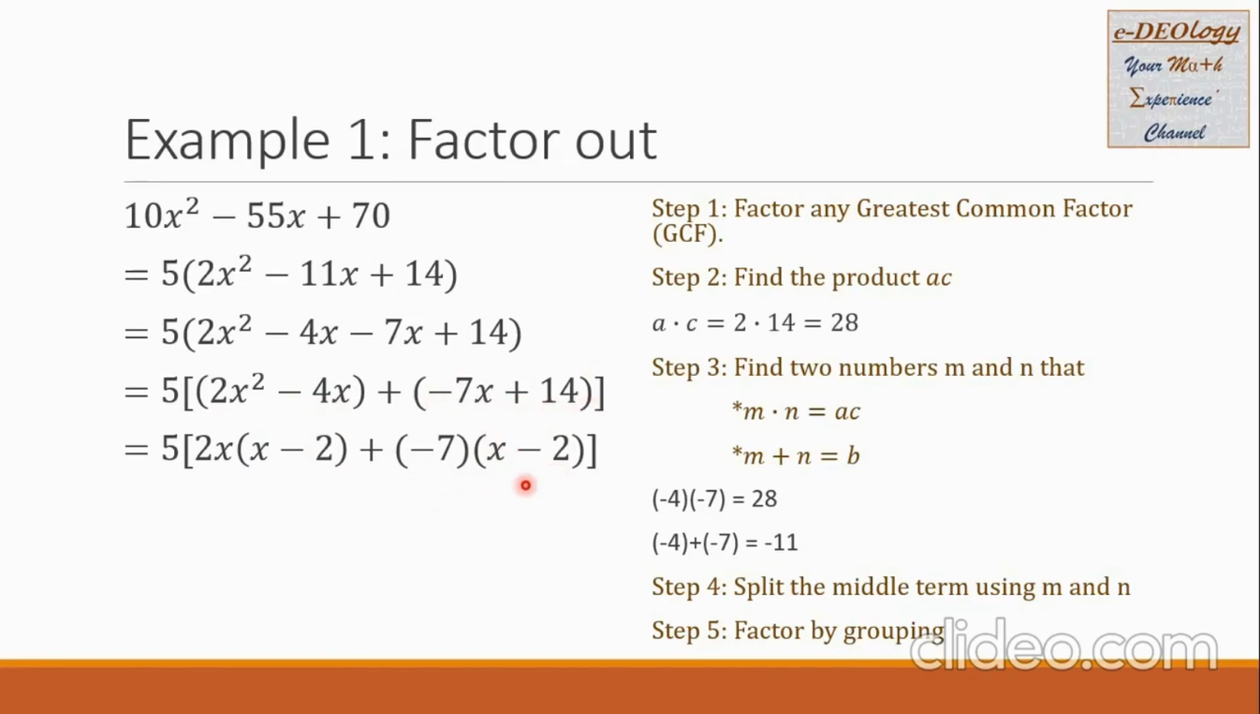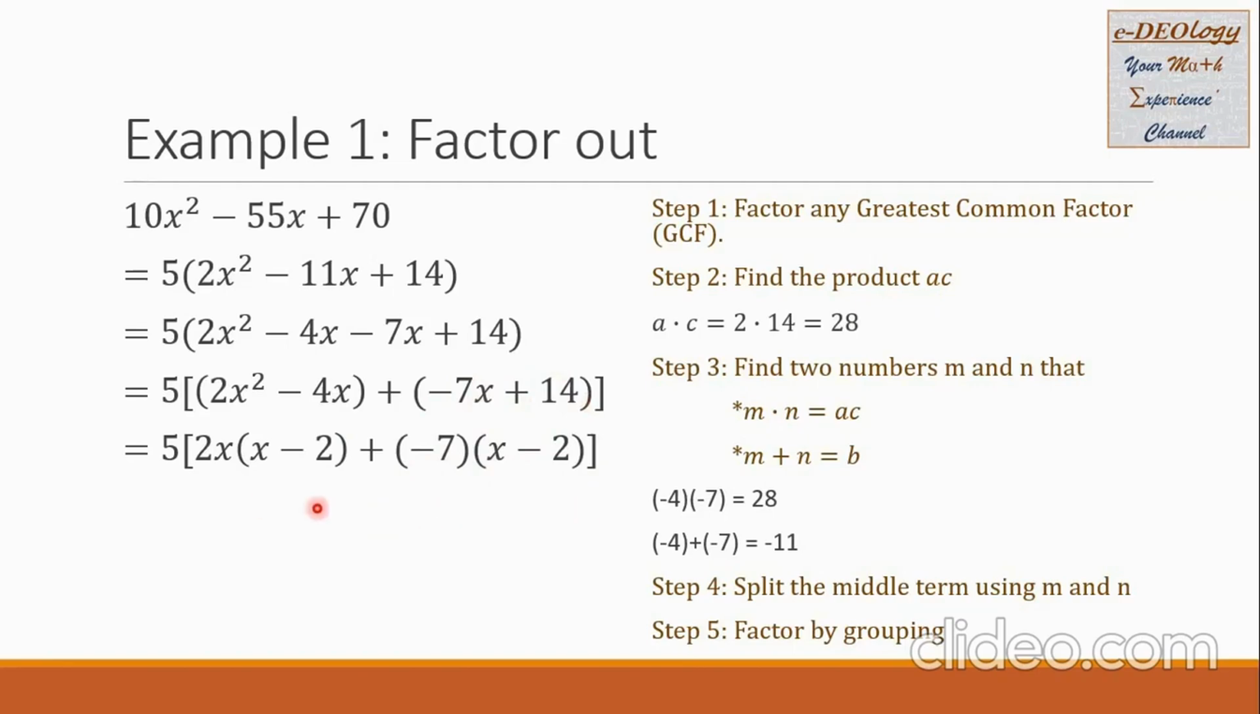Again, just to check if these factors are correct, we can multiply and see if we can get the original binomial back. So the negative 7 times x is negative 7x, and negative 7 times the negative 2 is positive 14. So we are sure that these factors are correct.